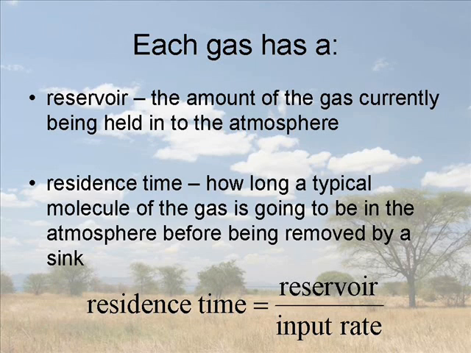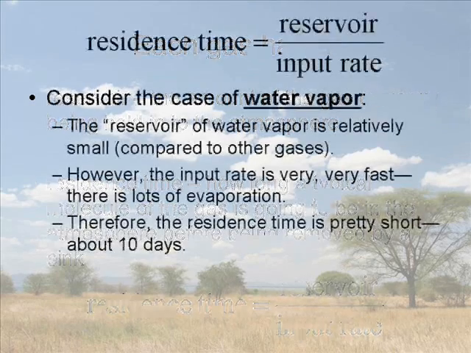The residence time is how long each individual molecule of gas will typically be in the atmosphere before being removed by the sink. And there's an equation right here. Now, we very rarely in ATS 113 work with equations, but there really isn't a way to avoid it in this particular case. The residence time, the typical lifetime of a molecule of a gas in the atmosphere, is just the size of the reservoir divided by the input rate. This is actually a very important little concept, so let's spend some time thinking about some examples of it.